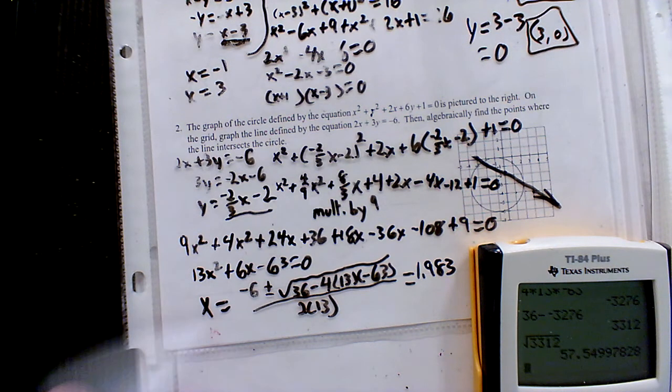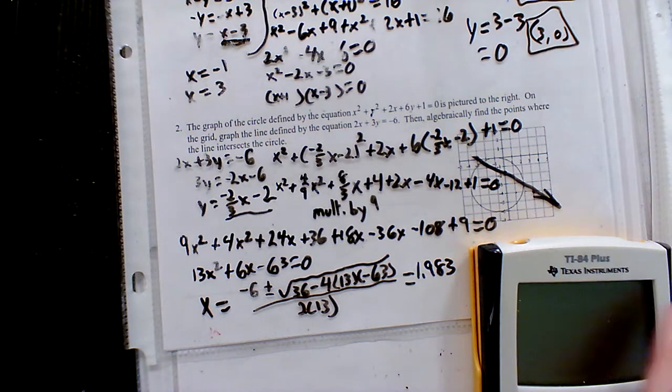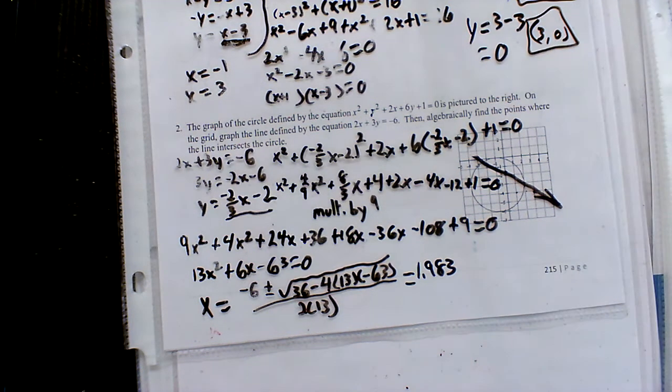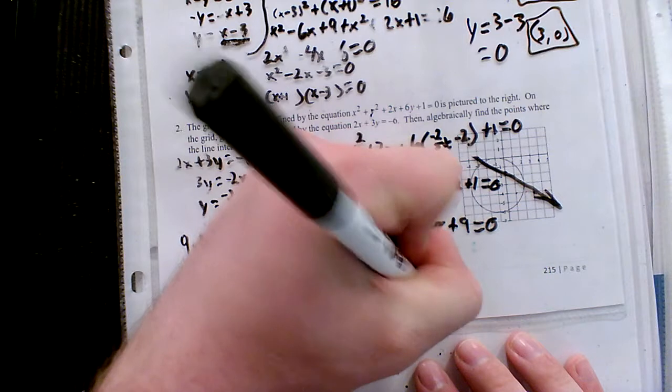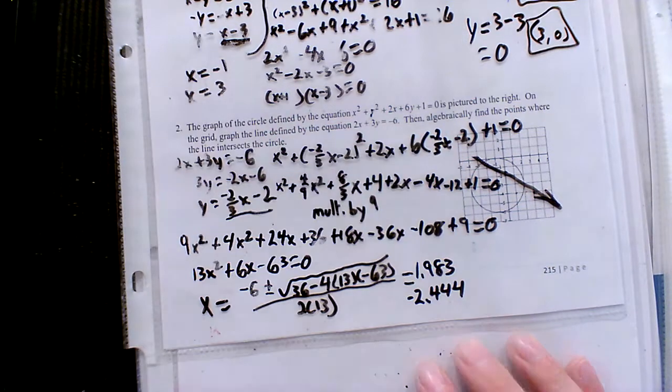After I took the square root, I got 57.5. Anybody get 57.5? You got that over there, Grant? You got it now? Okay. Now find your two answers. You take the negative 6 plus that number and divide by 26. Then you take the negative 6 minus that number and divide by 26. You'll get both of your values. So we already have the 1.983. We need the other value. Negative 2.444. Exactly.